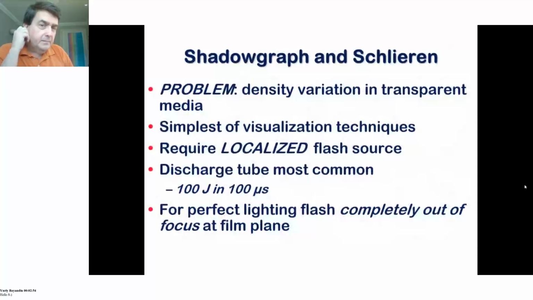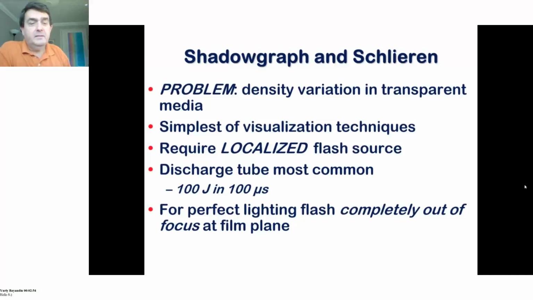But we can actually do something more advanced than simply looking at light intensity. We can illuminate the system and look for things like changes in density within a transparent medium. And this led to two really early visualization techniques, shadowgraph and Schlieren, which use a light source. Maybe it's a flash illumination, maybe it's a laser illumination.